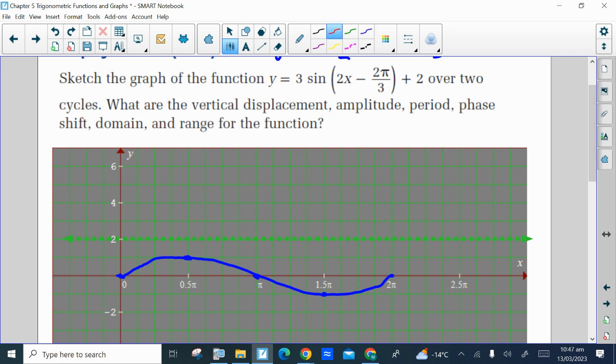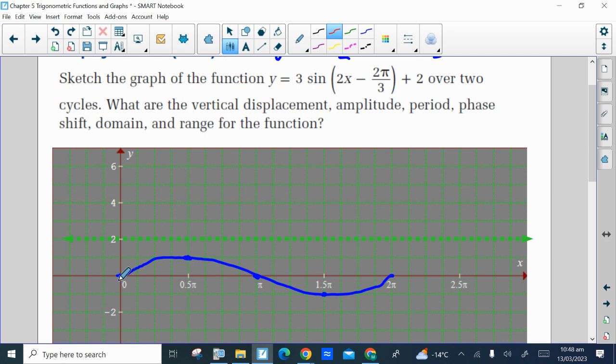So our new graph, if we take our starting point of 0, 0, vertically stretching that by 3 doesn't change it. Okay? Horizontal stretching by 1/2 doesn't change that point either. But it has to go 1/3 pi to the right and up 2.